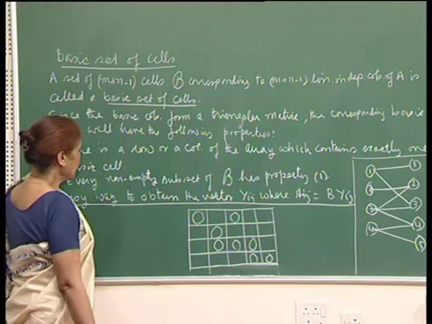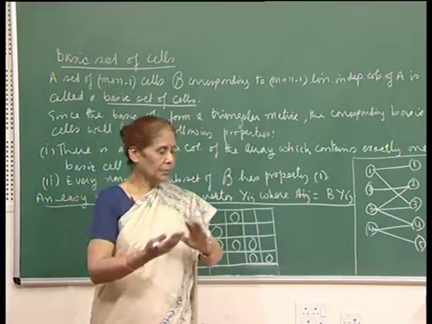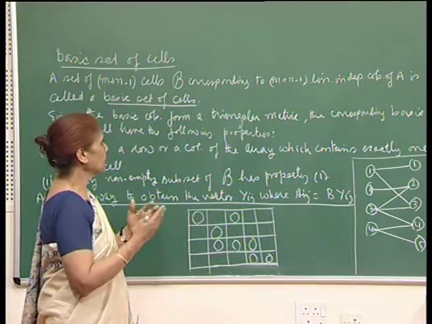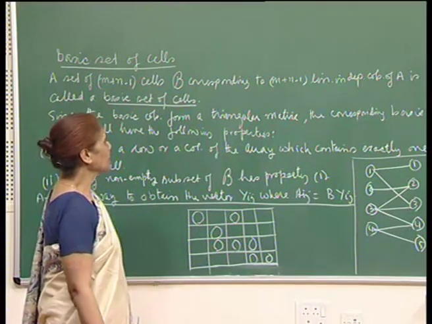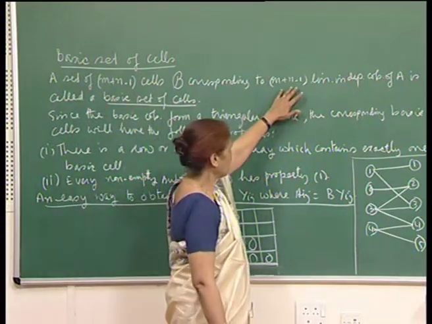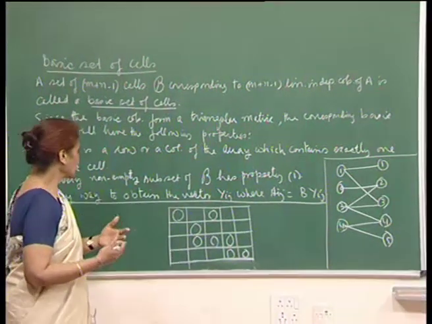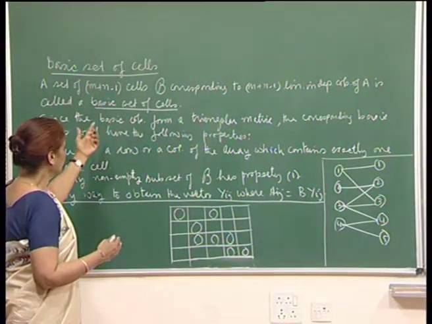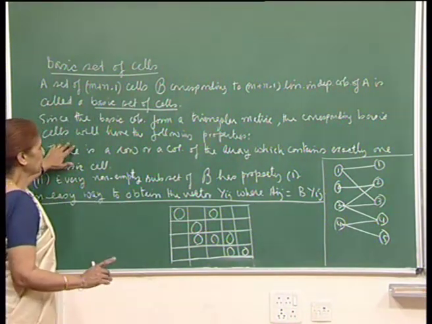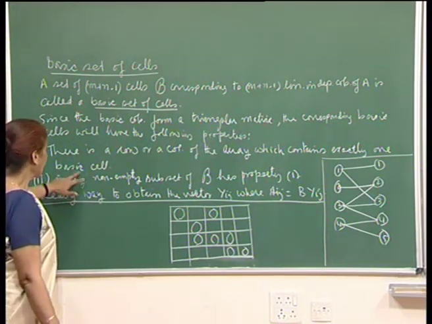Now, what we are saying is that by transforming, in fact just interchanging the rows or columns, one kind of transformation you can do, you can show that the set of columns of a basis can be reduced to a triangular matrix. And so, when you translate that property to the basic set of cells, the following property can be seen: there is a row or a column of the array which contains exactly one basic cell.